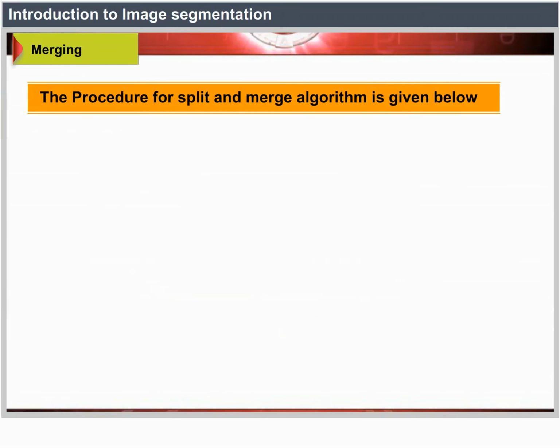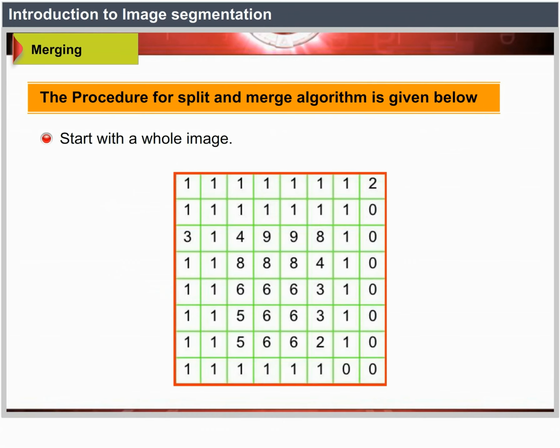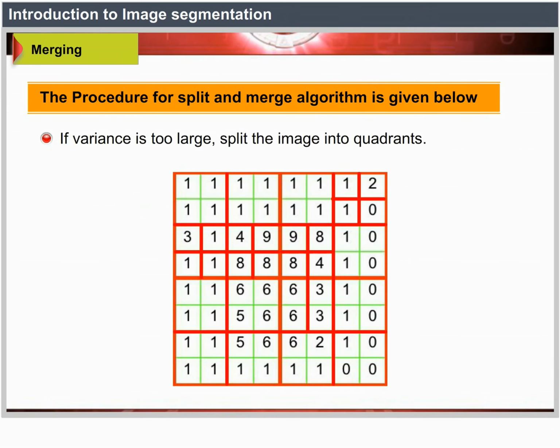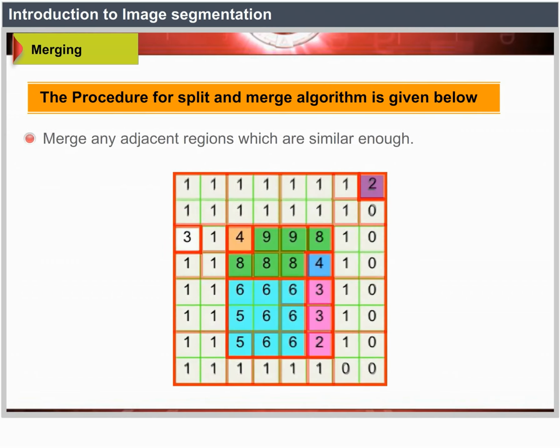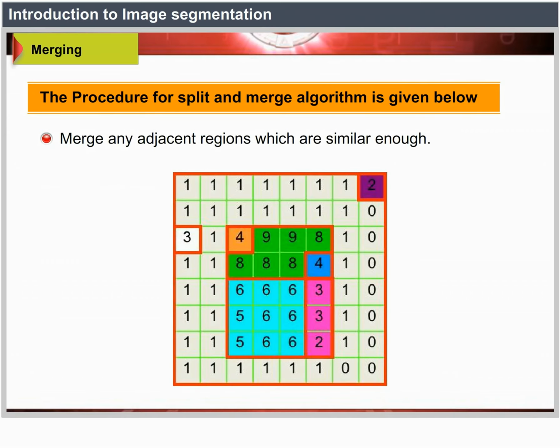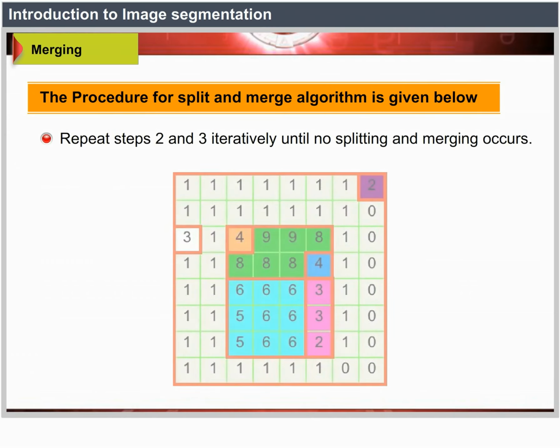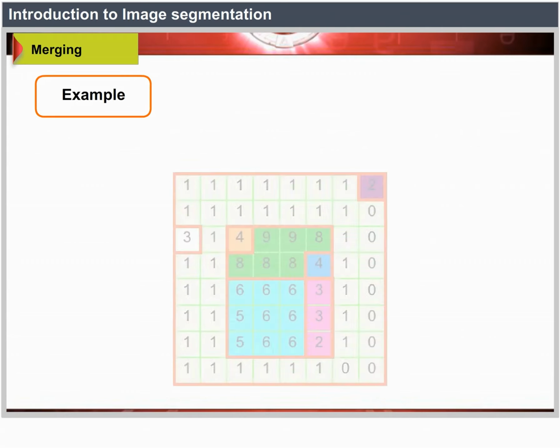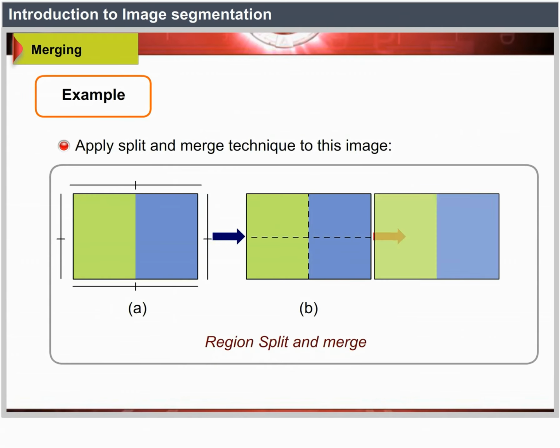The procedure for the split and merge algorithm is given below. Start with the whole image. If variance is too large, split the image into quadrants. Merge any adjacent regions that are similar. Repeat steps 2 and 3 iteratively until no splitting and merging occurs. Example: apply the split and merge technique to this image.